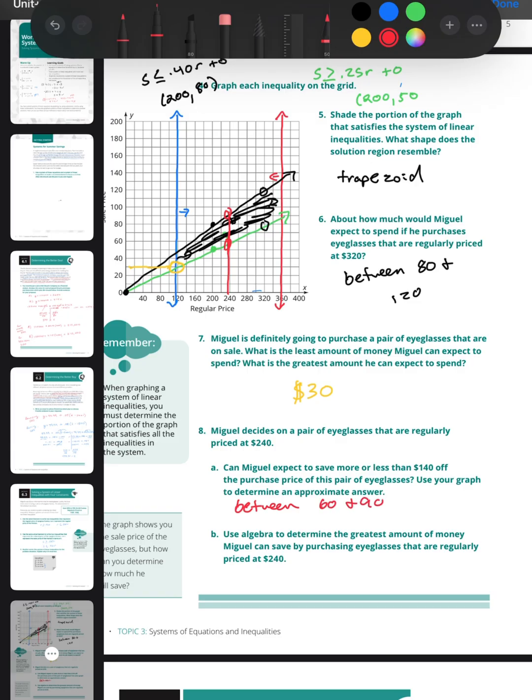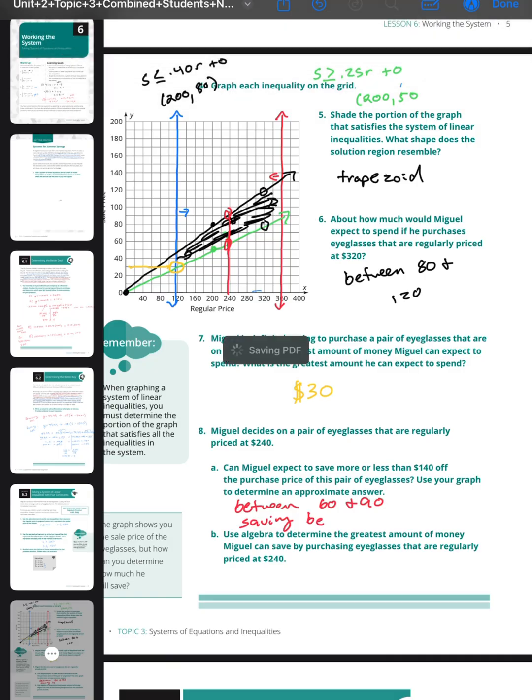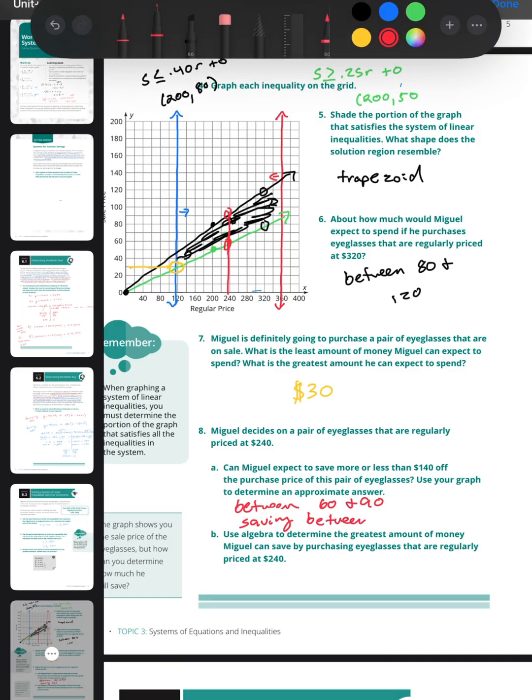So it looks like that's between 60 and 90 is what he's expected to pay, which means if you look at the original prices from 120 to 360, he's saving somewhere between, let me rewrite that word, saving, there we go, between, if we take the top end 360 and subtract 90 and the bottom end 120 and subtract 60, he's saving somewhere between 130 and 180.